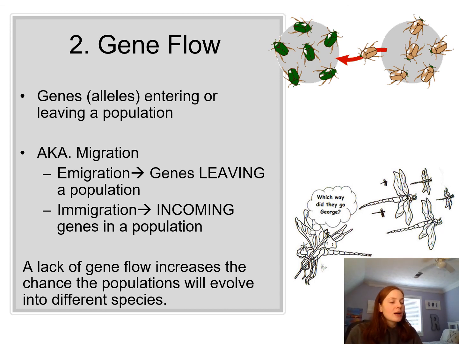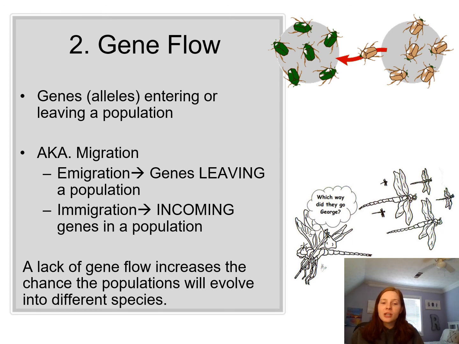Okay, the second factor that leads to evolution is gene flow. This is literally genes flowing in and out of a population. This is also what we call migration. There are two types. You have emigration with an E. This is when genes are leaving or exiting. That's how I remember emigration with an E, genes exit. Immigration with an I, genes come in, because in starts with an I, exit starts with an E. That's an easy way I use to remember which one means which.